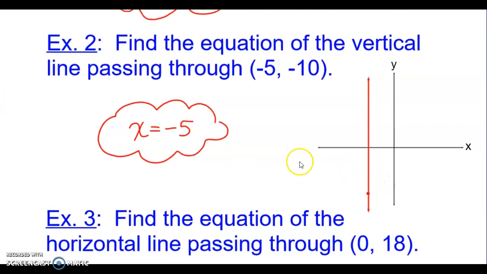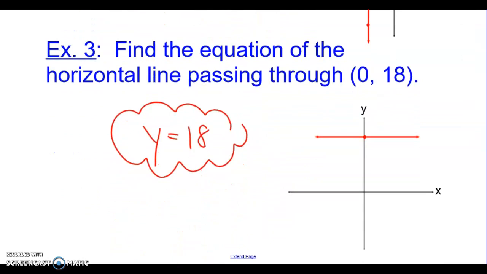Example 2, find the equation of a vertical line that passes through negative 5, negative 10. So I'm going to draw a sketch. You don't have to, but just to give you a visual. There's a sketch, negative 5, negative 10, there it is. There's my vertical line. Recall, vertical lines always have equation x equals a number. What's the number? It's the x coordinate there. So my equation for this line is x equals negative 5.